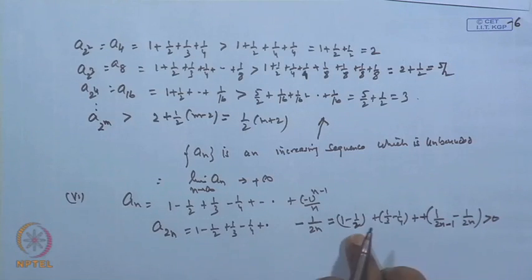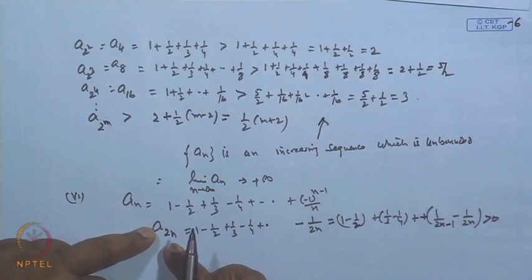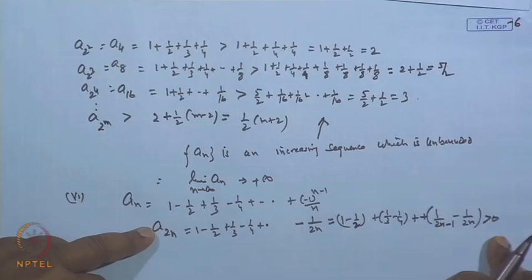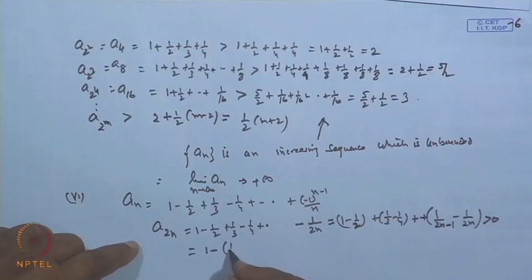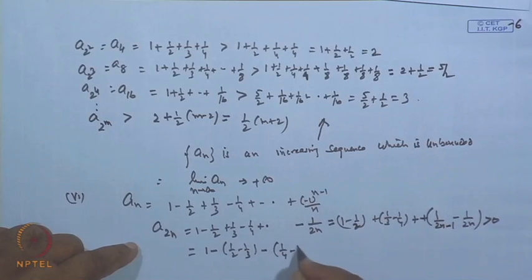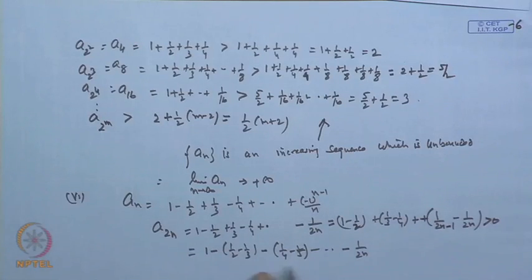Each one is positive. 1 minus... So, the sum of the even terms comes out to be greater than 0. Is it okay? And then this can also be written like this: 1 minus 1/2 minus 1/3 minus 1/4 minus 1/5 and so on, and the last term will be 1/2n. Now, these terms are positive, so you are subtracting a positive quantity from 1. So, it will be strictly less than 1.